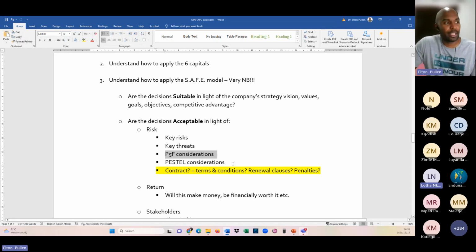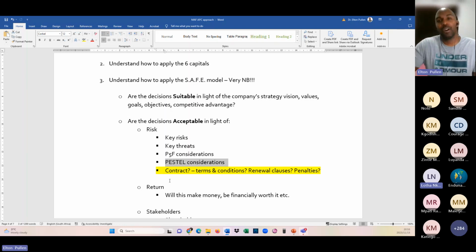PESTLE considerations, why is that a risk? Well, if the political environment is not great, economic factors are not great, is there technology I need to consider here? Okay, environment. So remember, it's contextually relevant. So I could rework those models into a risk.